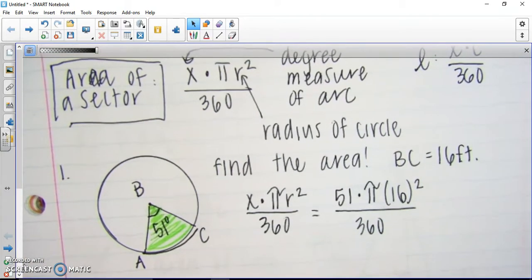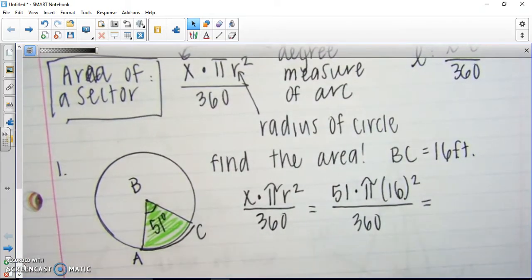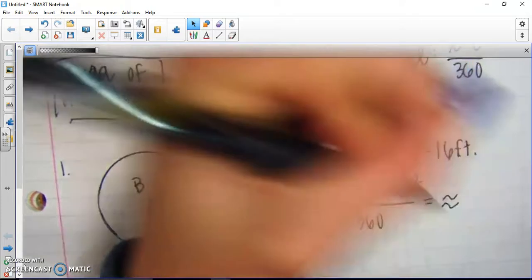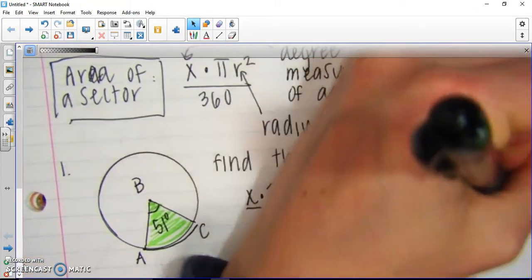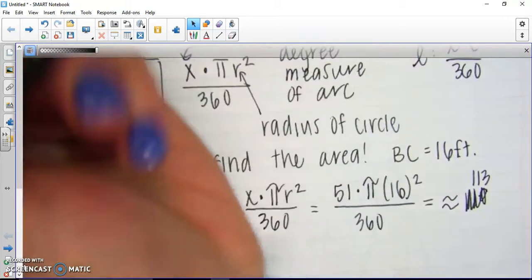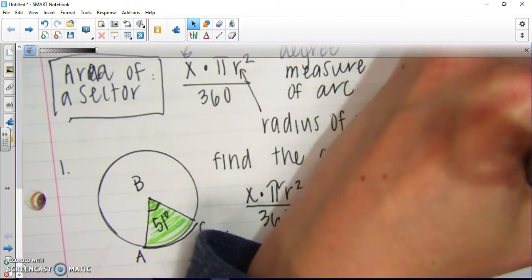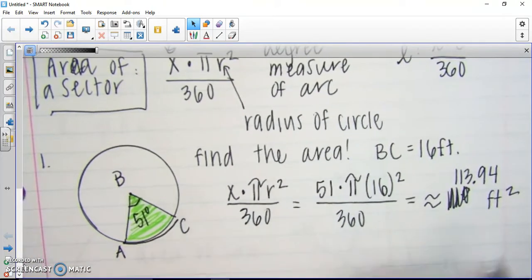Okay. So put all that in your calculator, and let's round to the nearest hundredth. And we should get that our answer is approximately 113.94 feet squared, or square feet. So the area of this sector is 113.94 feet squared. Awesome. All right, let's try another one.